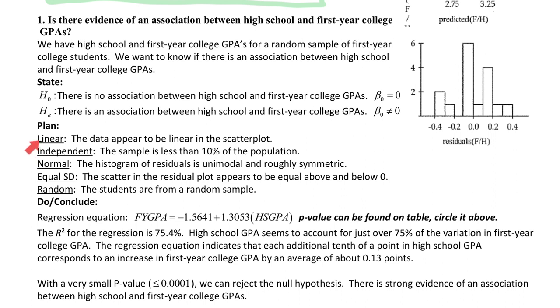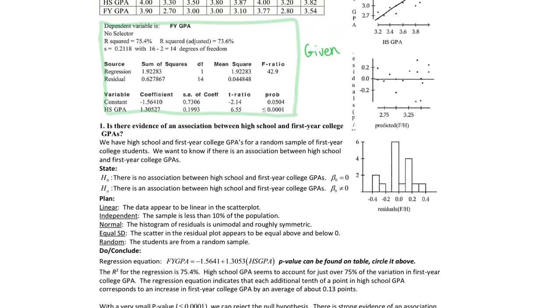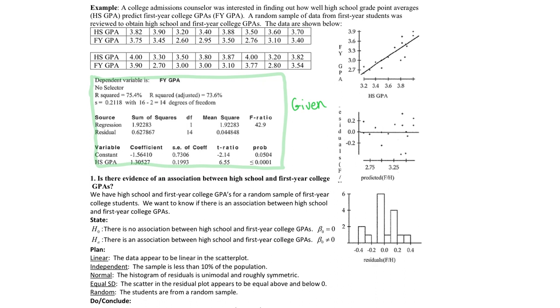Our plan, our L-I-N-E, we don't actually write the A and R. So linear: the data appear to be linear in the scatter plot. Let's see if that's true. Let's back this up. Now it says in the scatter plot, but I really feel like if you said since there's no pattern in the residual plot, that would probably be a better answer. That's just my personal opinion.